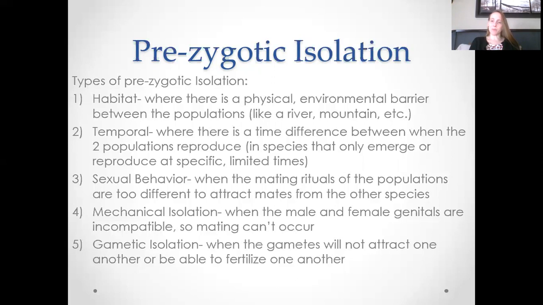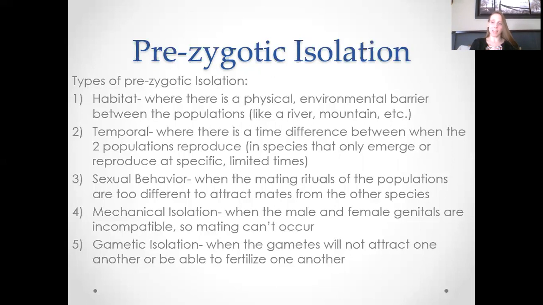Number 3 is sexual behavior, where the mating rituals of the different populations are too different from one another to attract mates. So maybe it's like birds that sing or dance to try and attract a mate, and the singing and dancing of one population is very unattractive to individuals of the other population. And then mechanical isolation is when the male and female genitals are just incompatible, so mating won't occur.